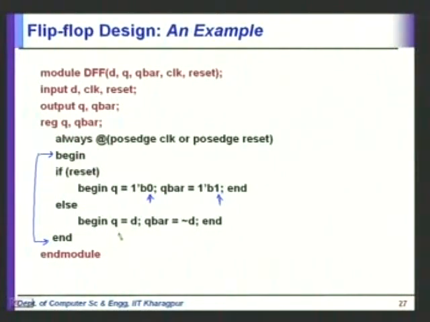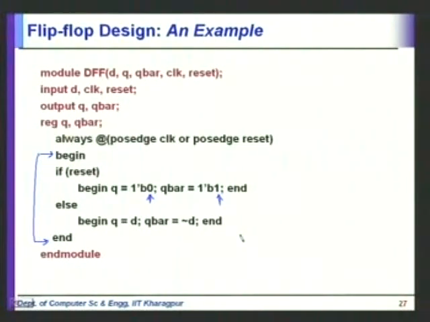Otherwise, at the passage of clock, see, if reset is not high, then it must have been triggered by the posedge of clock. So when we have the posedge of the clock, we should record the value of D in the flop, right? So Q should be equal to D and Q bar should be equal to not of D, right?